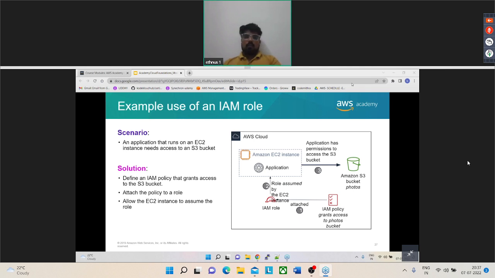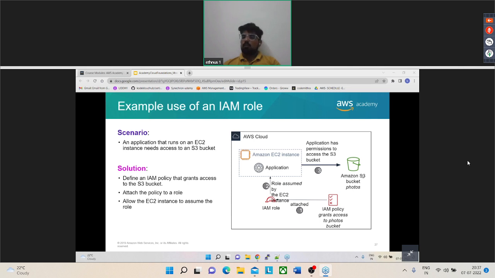Okay, cool. So let's check out the scenario. There's an application that runs on EC2. This is the EC2 instance, which needs access to an S3 bucket. Suppose it is a social media application which wants to save photos and videos to S3 buckets.